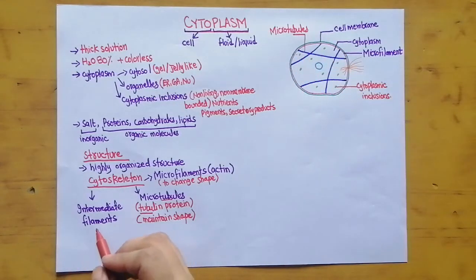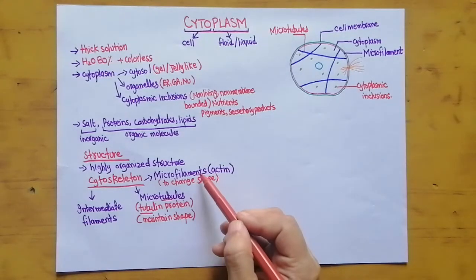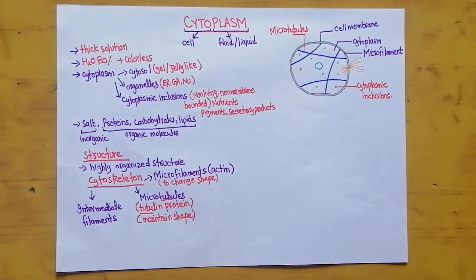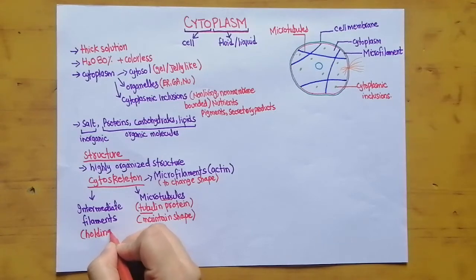The third one is the intermediate filaments. The word intermediate says that intermediate filaments are in between the microfilaments and microtubules in terms of size. The microfilaments are the smallest in size or the thinnest. The microtubules are the thickest or biggest in size, while the intermediate filaments are intermediate between these two types of filaments. The main function of intermediate filaments is that they are very helpful in holding the tissues together.